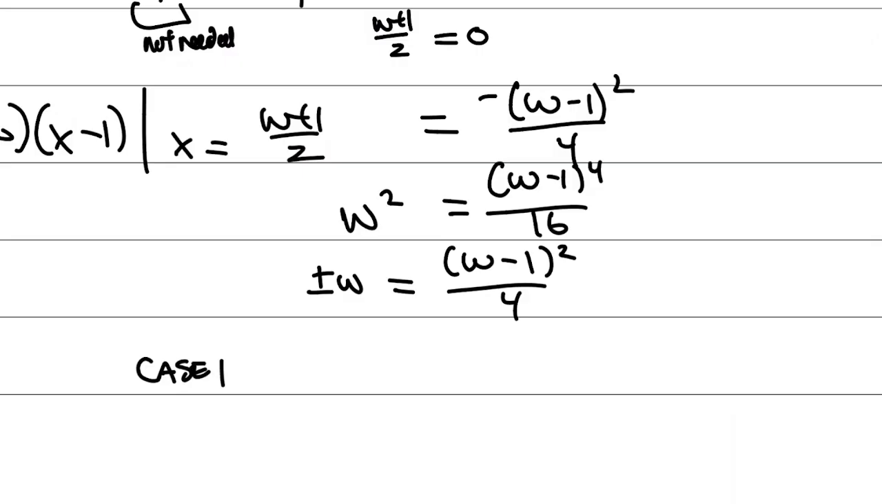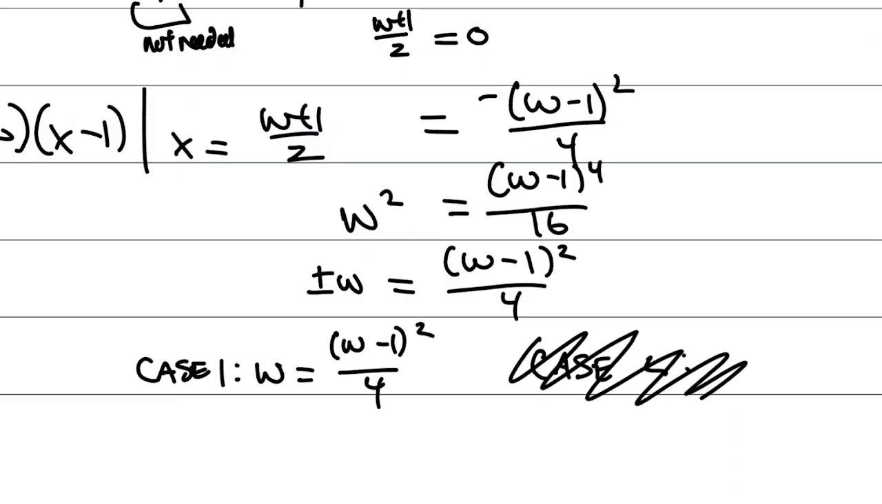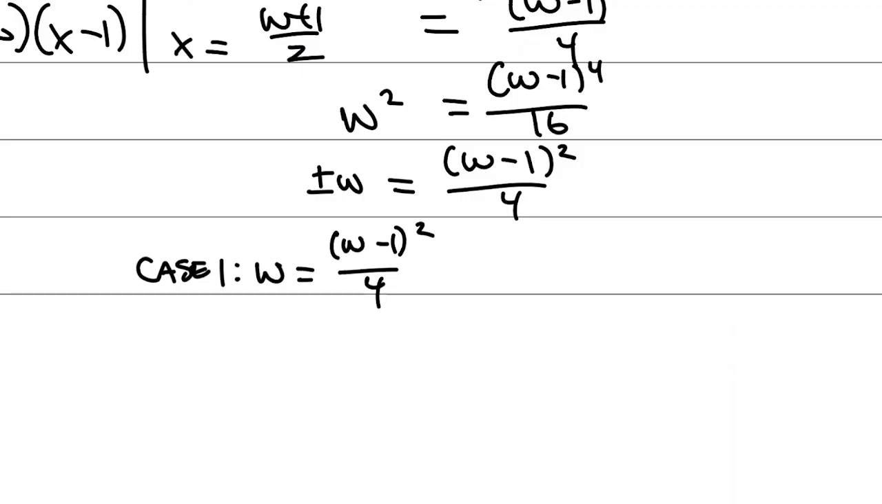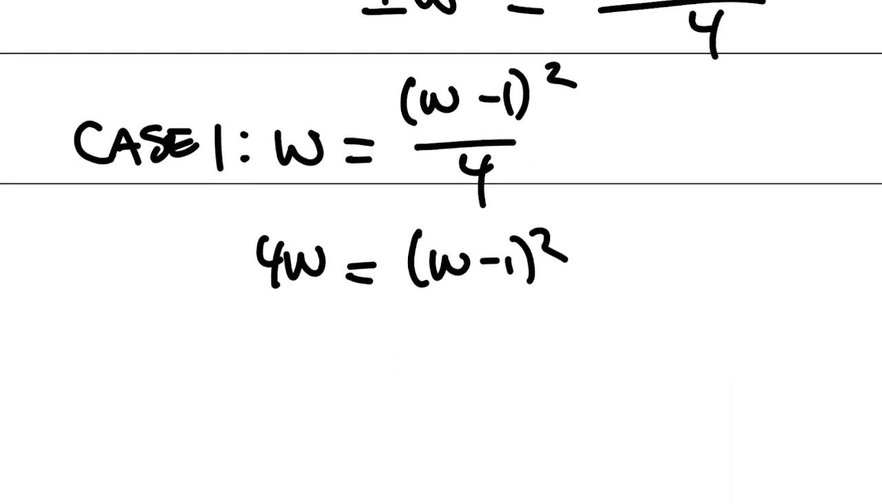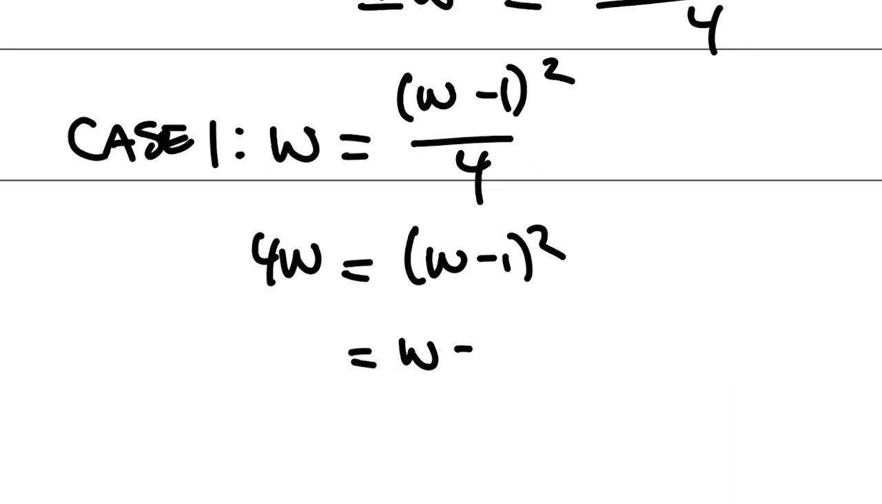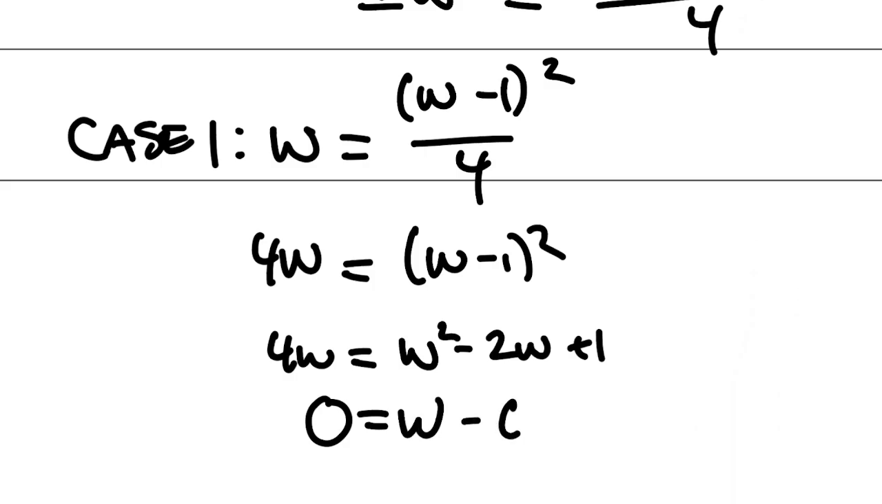I presume there's going to be one that's going to get rejected, but that's fine. Better be safe than sorry. So we have w equals (w − 1)²/4. Actually, the other case won't work because this thing's already positive. It won't give solutions. So we can just do 4w equals (w − 1)². We can expand: w² − 2w + 1 equals 4w. So 0 equals w² − 6w + 1.